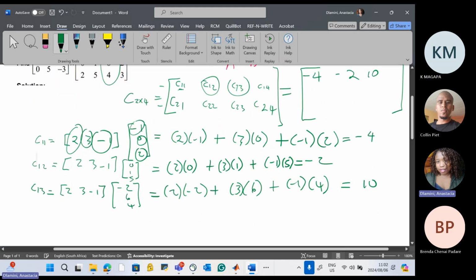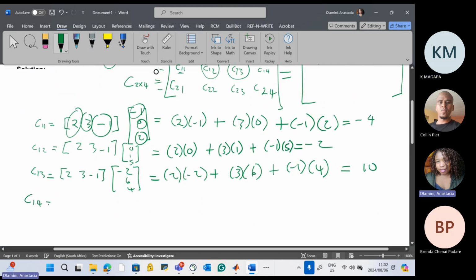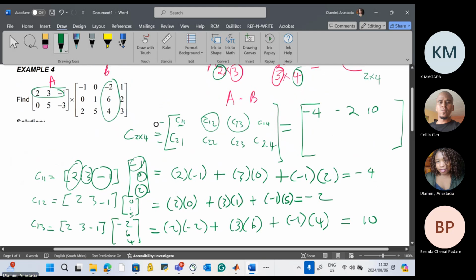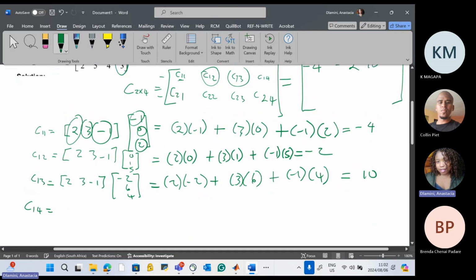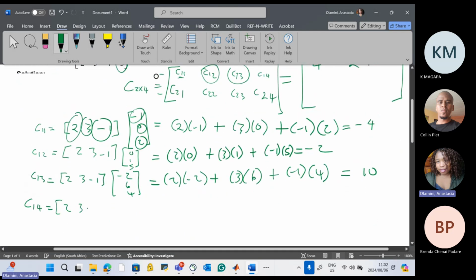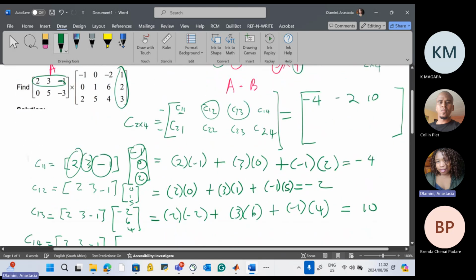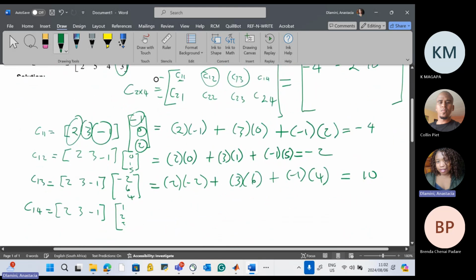Okay, let's move quicker now. 1, 4. So we're taking which row? Row 1, column 4. Thank you. So row 1, we know row 1 is 2, 3, minus 1. We don't know column 4. Let's go and see it. It's 1, 2, 3.